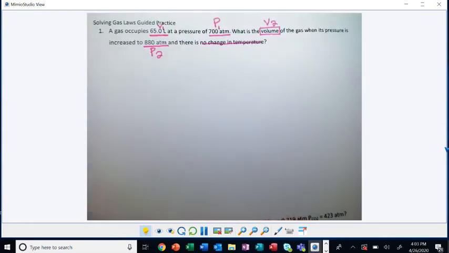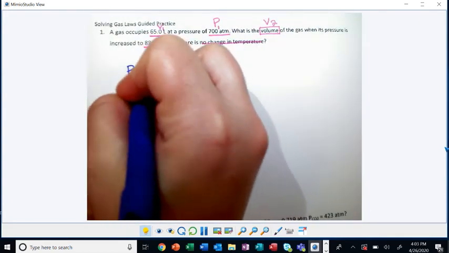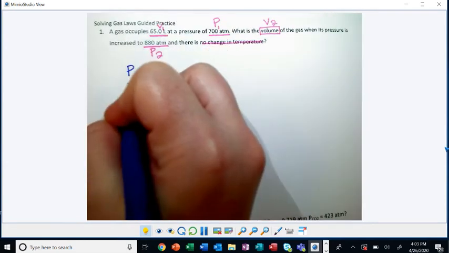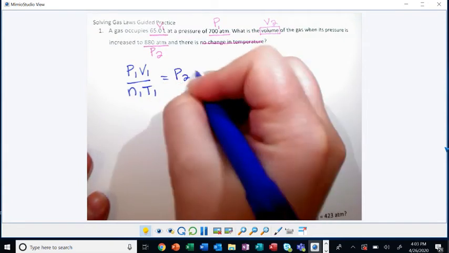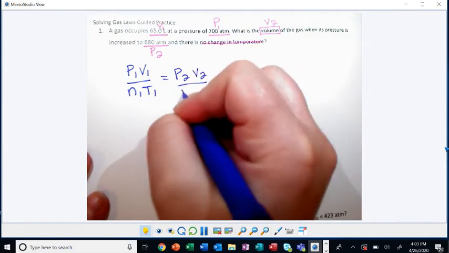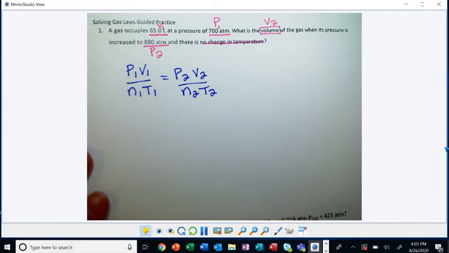All right. So anytime we have 2 variables, like 2 volumes, 2 pressures, or 2 temperatures, what you're going to need to do is we're going to use the equation P1 V1 over N1 T1 equals P2 V2 over N2 T2. Now we're going to go through and we're going to circle the variables that we need and cross out the ones that we don't.